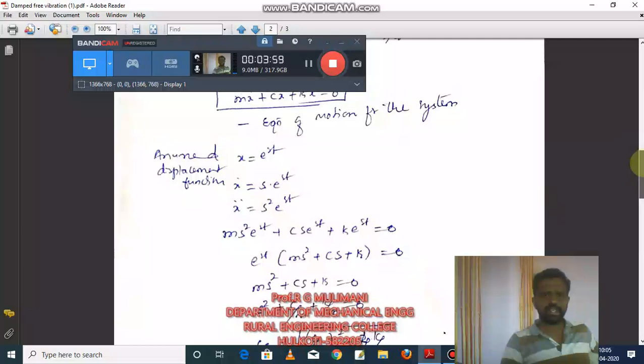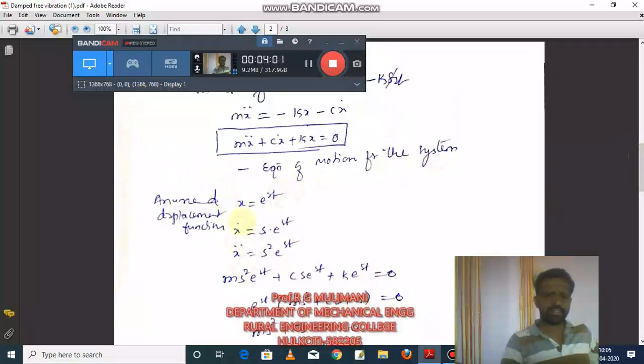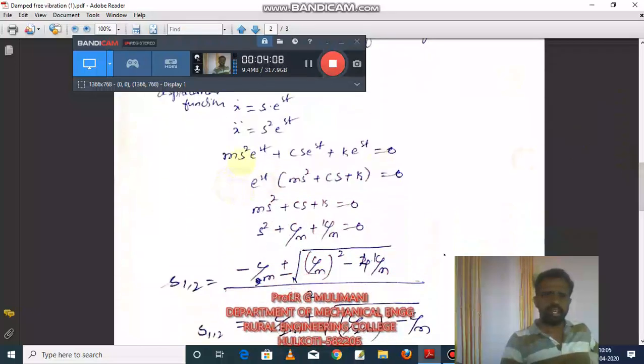Substituting x dot and x double dot, displacement, velocity and acceleration, in this equation, we have m s square e raised to st plus c s e raised to st plus k e raised to st. As e raised to st is common in all the terms, it is taken outside, so it is m s square plus c s plus k equal to 0.